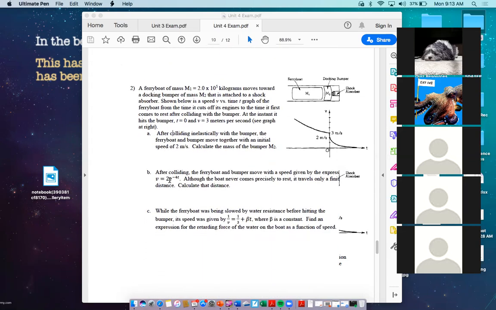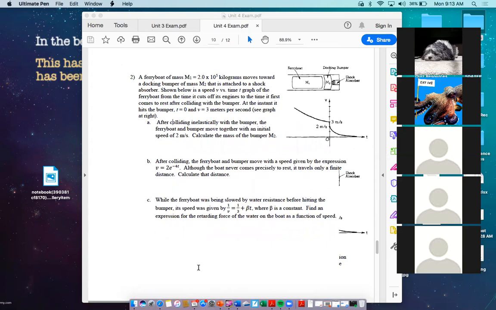Sounds good. Okay, so question 2. This is like the big boy question that is going to be really important for us to talk about, and I guess we'll finish with this one. Hopefully we'll get through it all. So here's the idea. I have this ferry boat moving to the right, and it reaches this docking bumper, which is connected to this shock absorber. This velocity versus time graph is of the ferry boat from the time it cuts off its engines to the time it first comes to rest after colliding with the bumper.